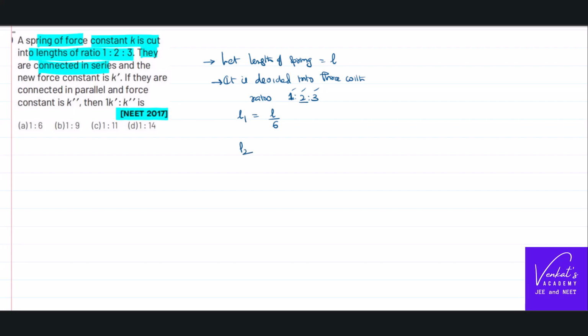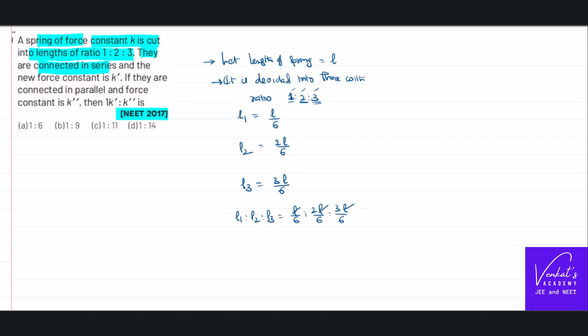L2 has 2 parts in the total length, right? So out of 1 plus 2 plus 3, that is 6 parts, 2 parts out of 6 are there in L2. And L3 is 3 parts, it's the longest spring. Out of 6 parts, 3 parts are there in the third spring. So the ratio L1 is to L2 is to L3 is L by 6 is to 2L by 6 is to 3L by 6.